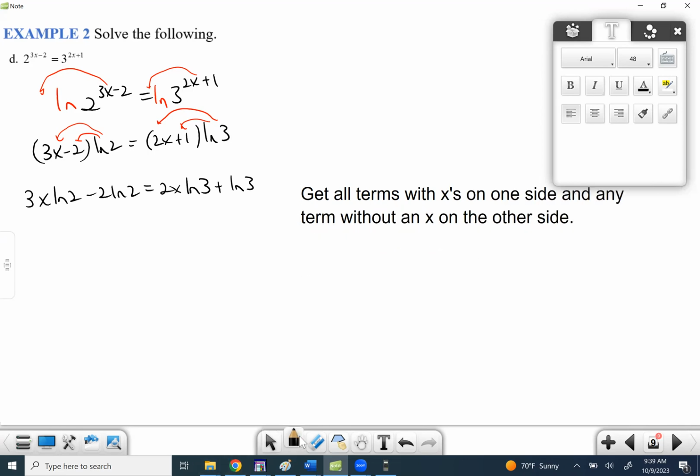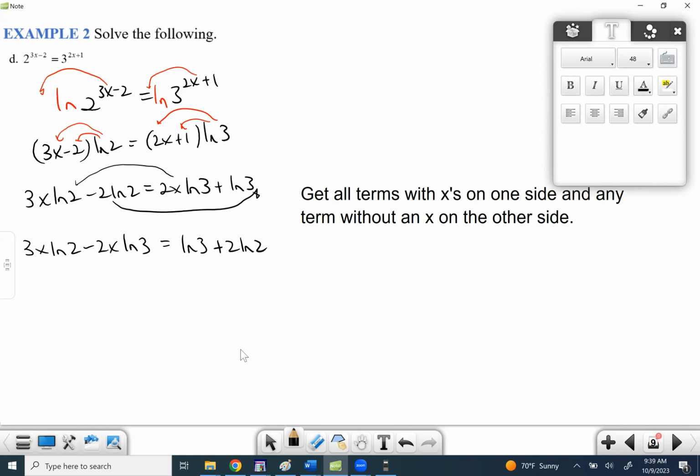So here we go. I'm going to go ahead and move this over. So it will be negative now. So minus 2x natural log of 3. And I'm going to move this one over to the other side because it doesn't have an x. So anything that has an x, I've moved over to the left. And anything that doesn't have an x, I've moved over to the right.